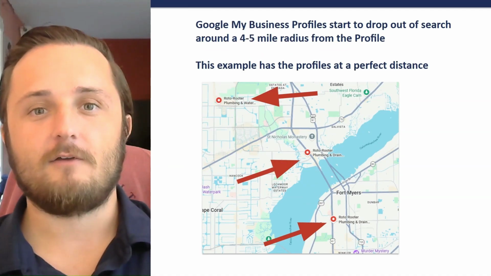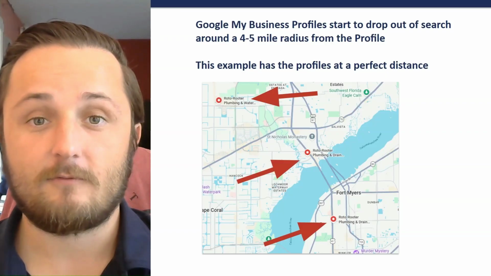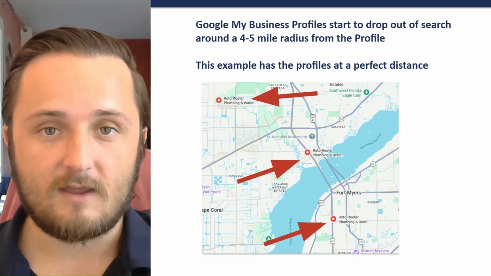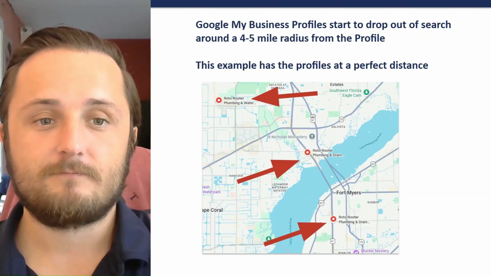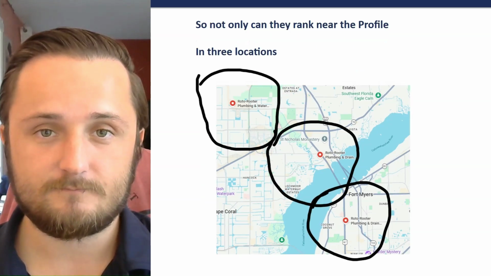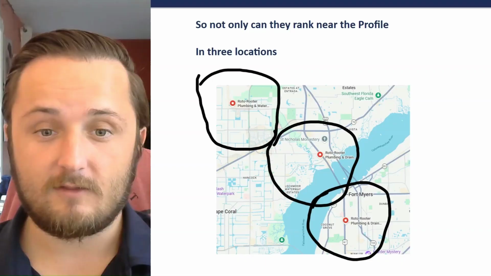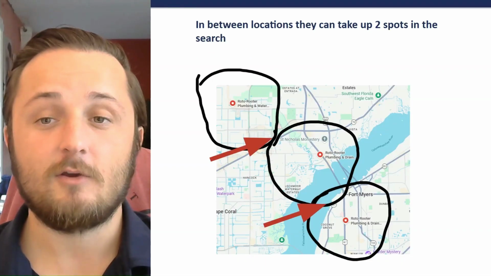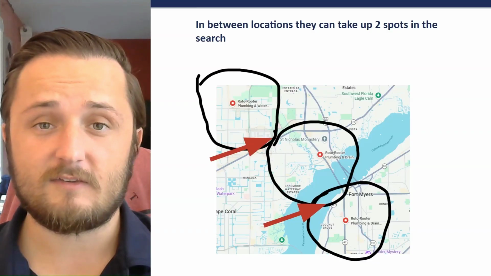Google My Business profiles start to drop out of search around the 4 to 5 mile radius from the profile. Now, this can also be heavily dependent on how competitive the area is, but in this example, these profiles are at the perfect distance from each other. So not only can they rank near the profile in 3 locations, in between locations, they can take up to 2 spots in search. Now you're probably saying, seriously?